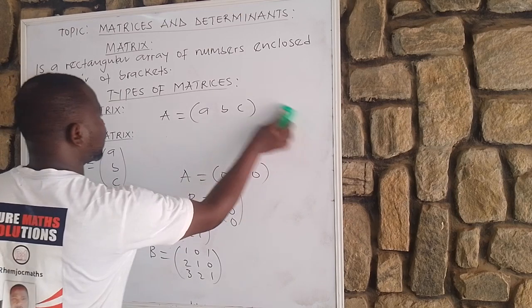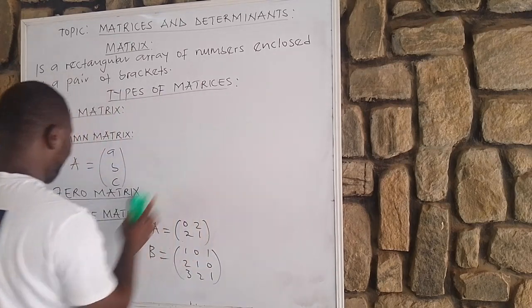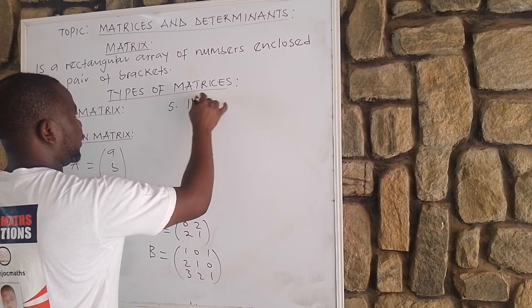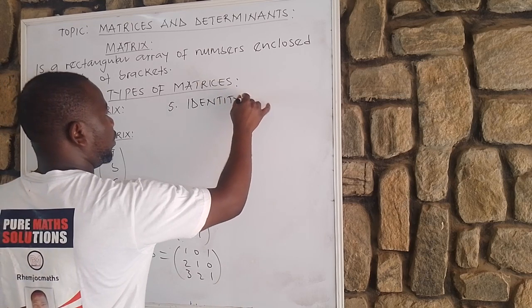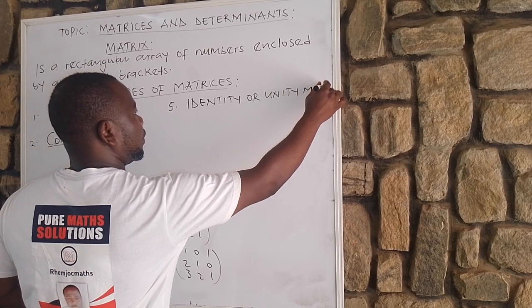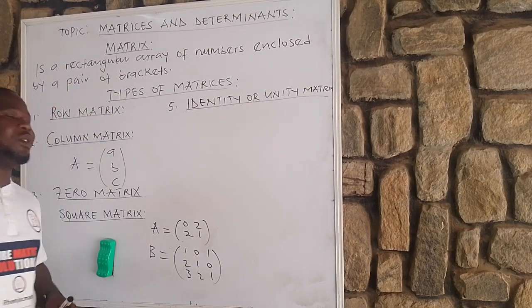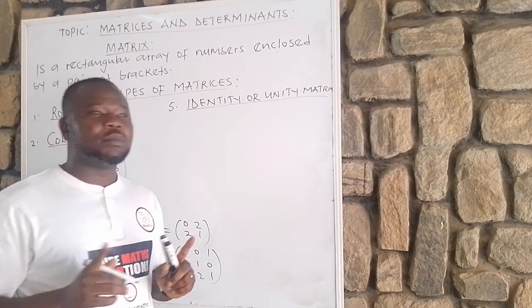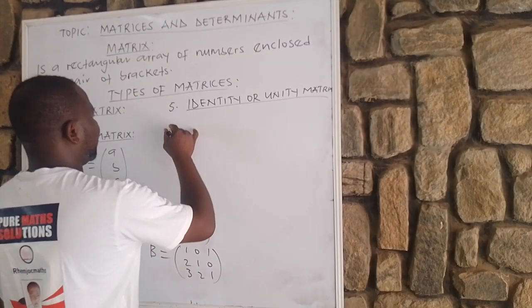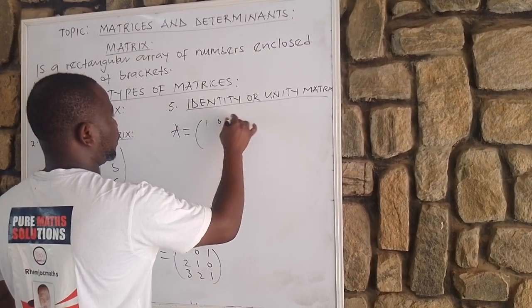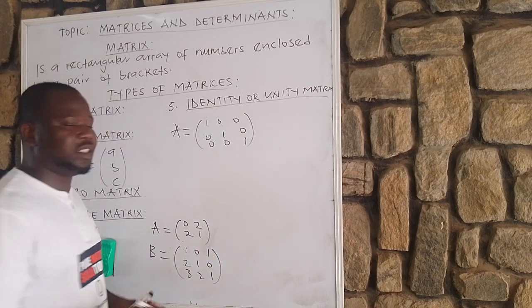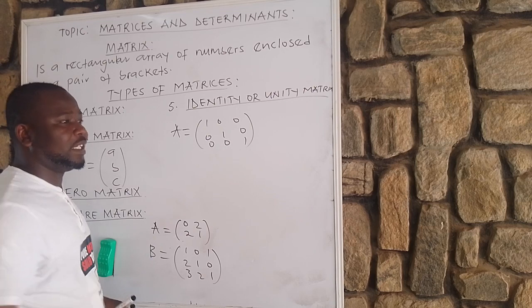Okay. So now let's look at identity or unity matrix. When we say identity or unity, unity means one. It means your matrix contains only one. So if we have a matrix of this form, 1 0 0 0 1 0 0 0 1, this is how an identity matrix is. This is a 3 by 3 identity matrix.